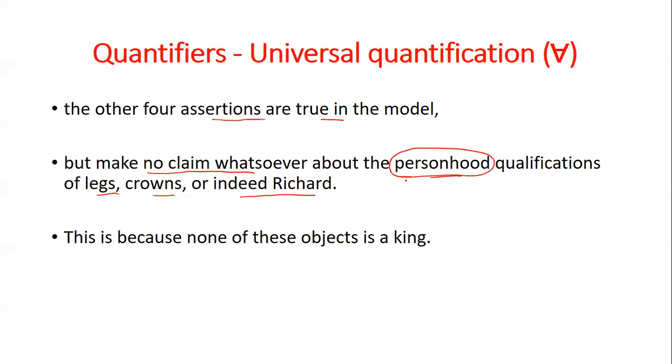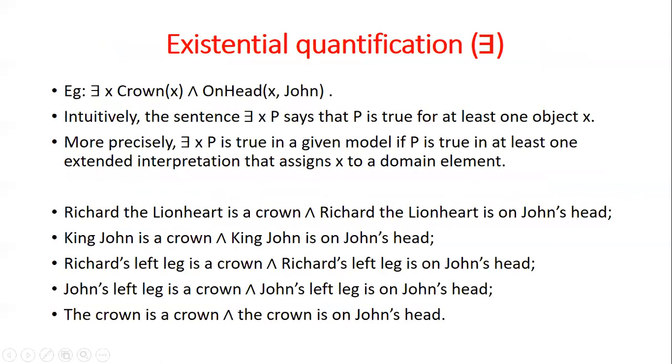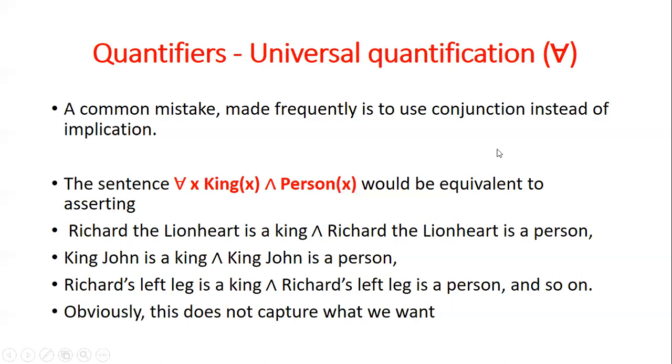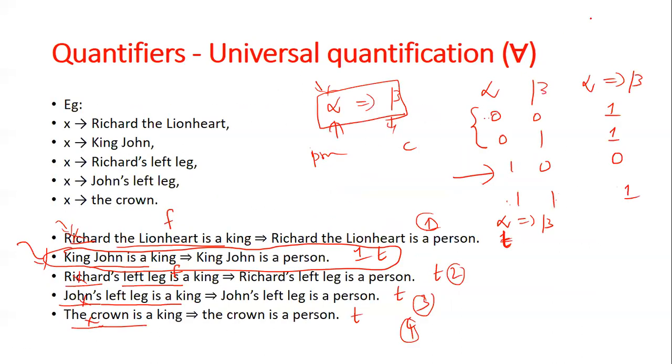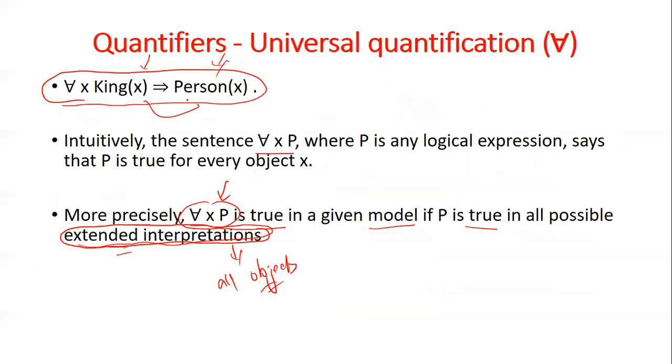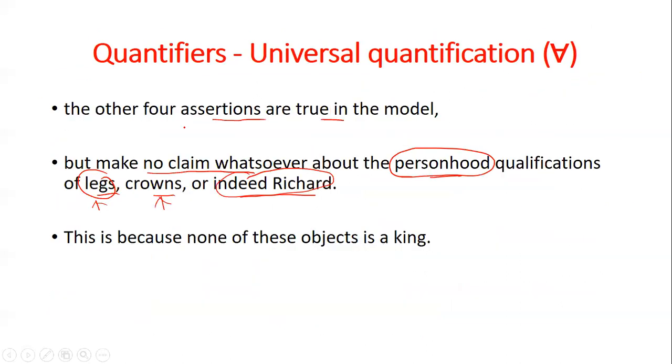Why don't they make any claim? Because they are not kings. Richard's left leg is not a king, the Crown is not a king, and Richard is also not a king. Only if someone is a king can they claim the personhood qualification. That's what this rule says. Only the king can claim this personhood qualification, right?